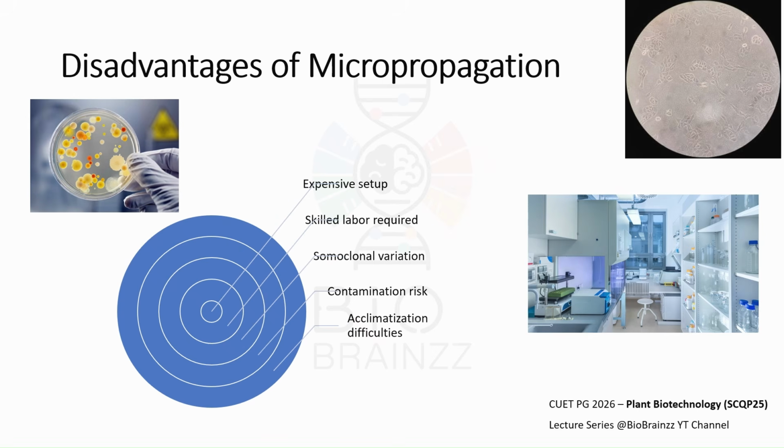Despite its many benefits, micropropagation also has limitations. Setting up tissue culture laboratories is expensive and requires skilled personnel. There is always a risk of contamination by microbes. Somaclonal variation may arise, particularly when regeneration occurs through callus culture. Finally, transferring delicate in vitro grown plants to natural soil conditions during acclimatization is challenging and requires careful management. CUET-PG often includes questions on these drawbacks.